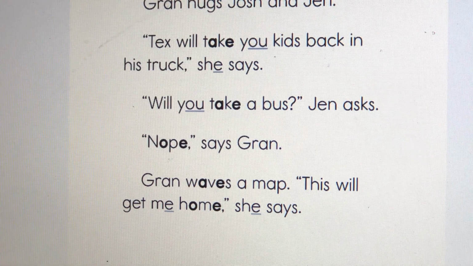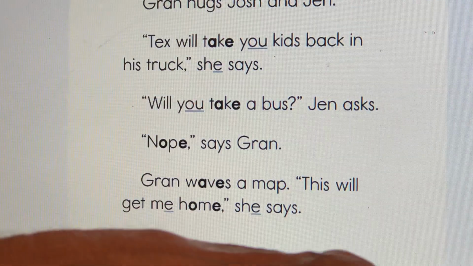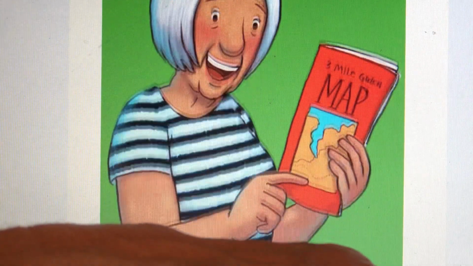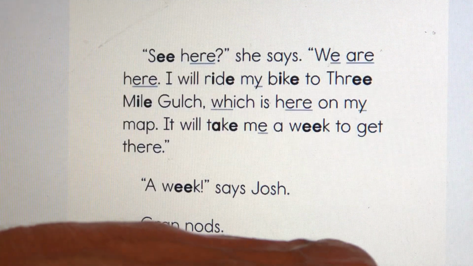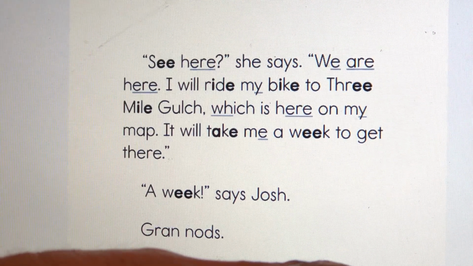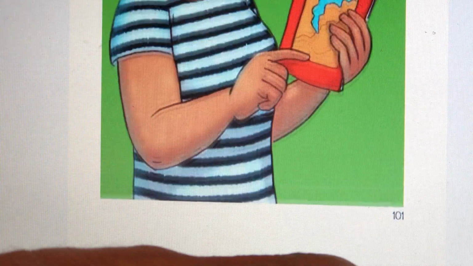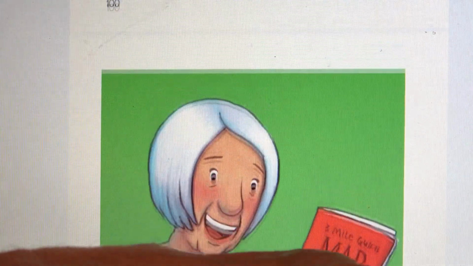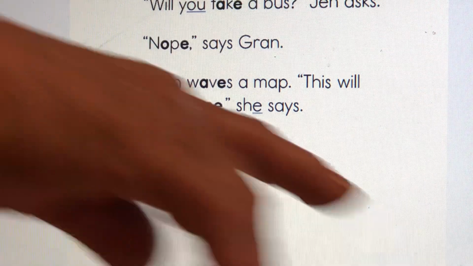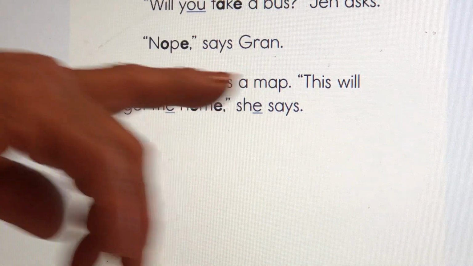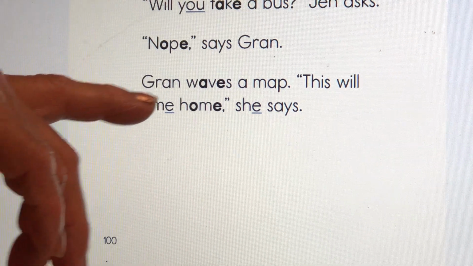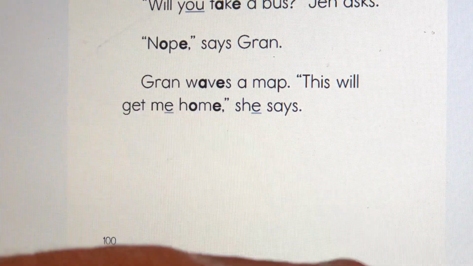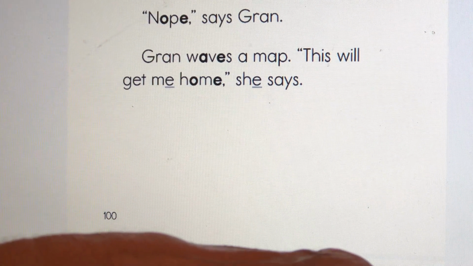Number 2 says, why did Gran have a map? Well, further down she says, and that's why we have to always go back to our story and find the answer. I think I passed it up. Gran waves a map. This will get me home. So why did Gran have a map? Gran had a map to get her home. We always want to answer in sentences.